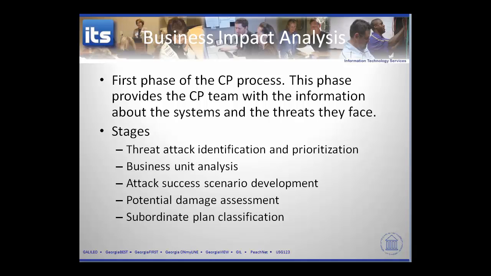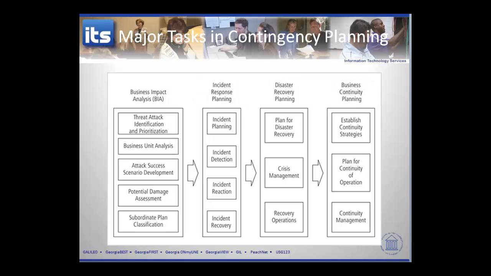Let's now look at it in the greater context of how it informs an intrusion response plan, a disaster recovery plan, or a business continuity plan. So within that context, what you're going to find, as I said earlier, is that business impact analysis is going to feed each one of those. And you'll notice that these are listed in order. You always have to do the business impact analysis first.